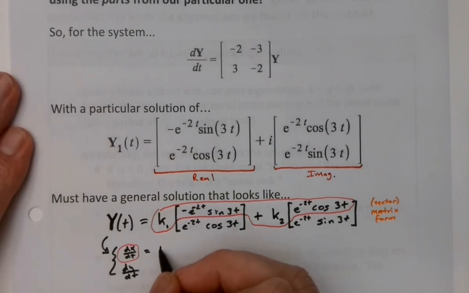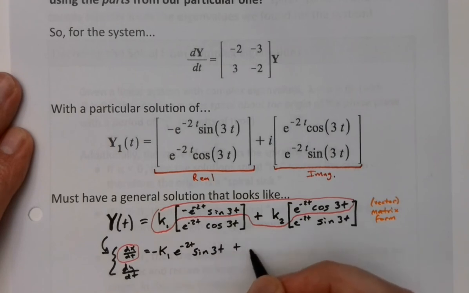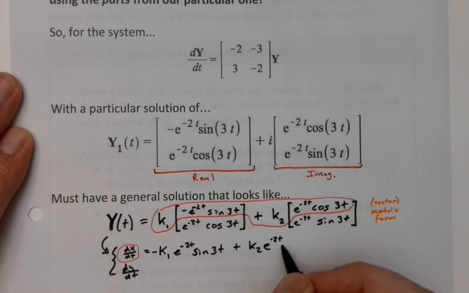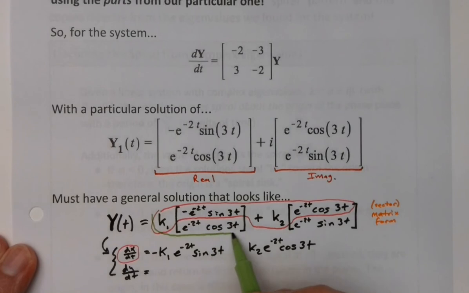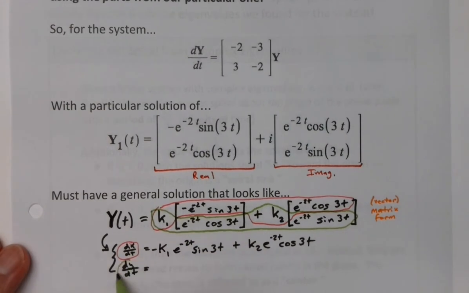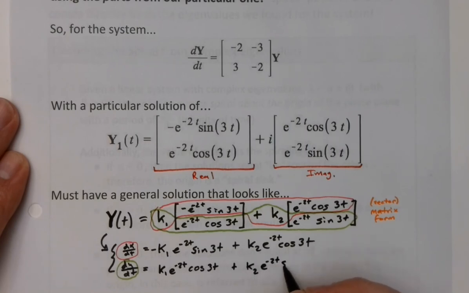And so k1, with a negative in front of it, e to the minus 2t sine 3t, plus k2 e to the minus 2t cosine 3t. And for my dy dt equation, all we need to do here is follow the bottom part, and that'll give us our dy dt. In this case, it's just going to be k1 times e to the minus 2t cosine 3t plus k2 e to the minus 2t sine 3t.